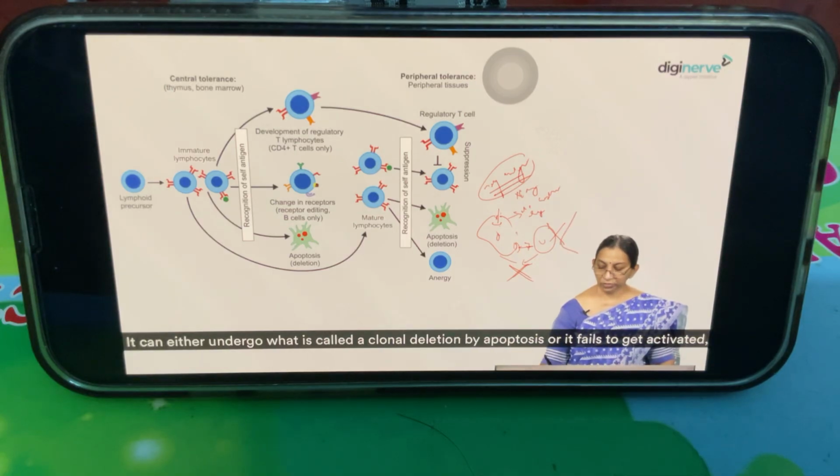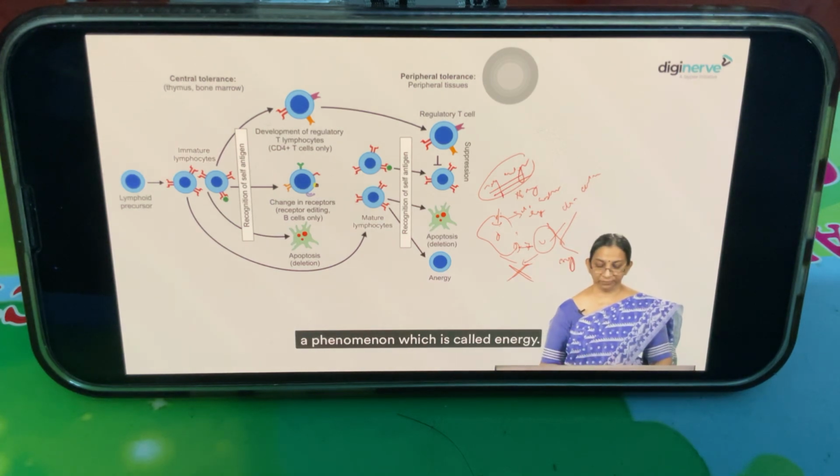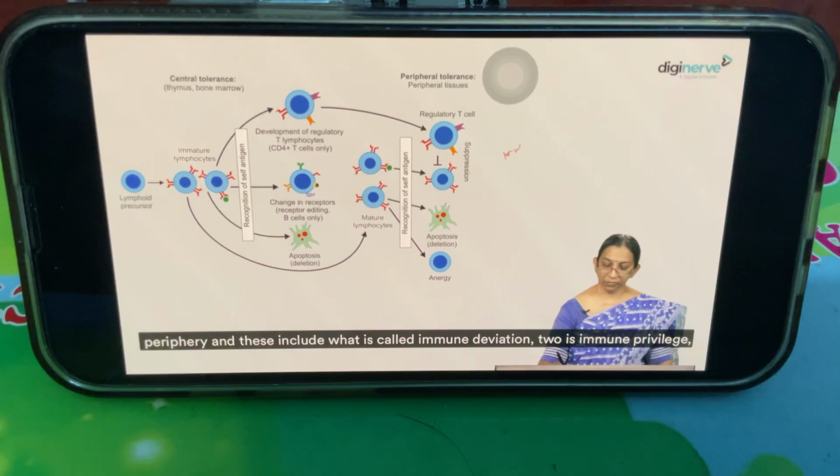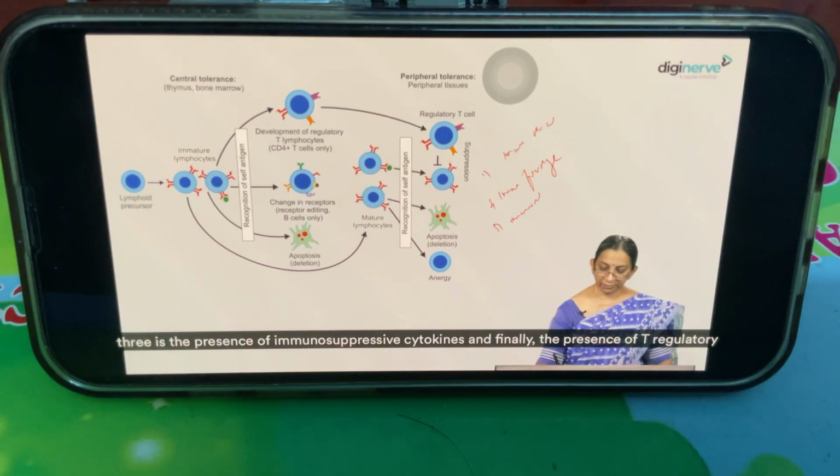It can either undergo what is called a clonal deletion by apoptosis, or it fails to get activated, a phenomenon which is called anergy. There are other mechanisms by which autoimmune processes are curtailed or contained in the periphery, and these include, one, immune deviation, two, immune privilege, three, the presence of immunosuppressive cytokines, and finally the presence of T regulatory cells.